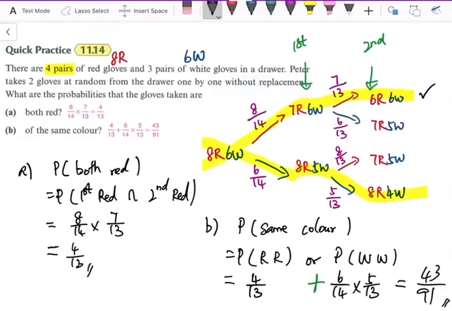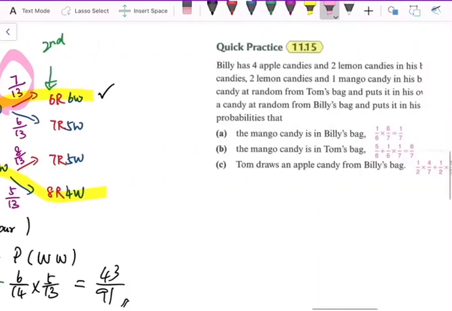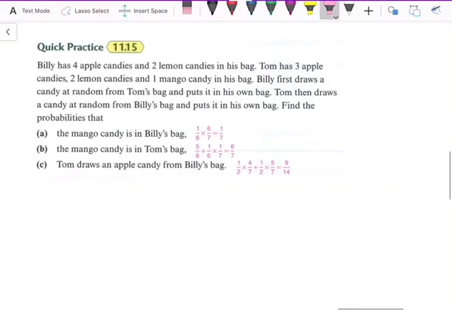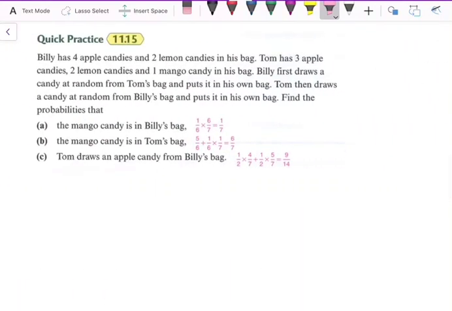So you can see that actually a tree diagram helps you a lot when you're doing conditional probability with dependent events, because the tree diagram already helps you separate the first and second probability. So you can see that both are about drawing the red, but the two are different, because the second one is conditional probability. Okay, so now take a look at quick practice 11.15.